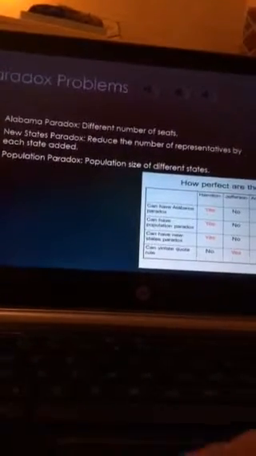There is another paradox found called the new state paradox. For each state, there is an assigned number of representatives, and if a new state enters, then the theory is that this would reduce the existing number of representatives in the current states. But this is actually solved by apportionment rounding and actually gives the existing states more representatives instead of losing them.